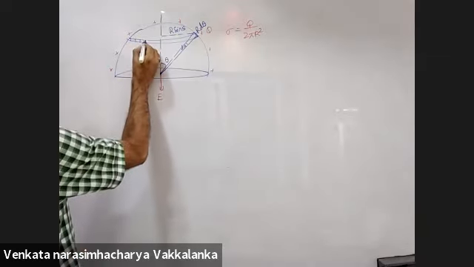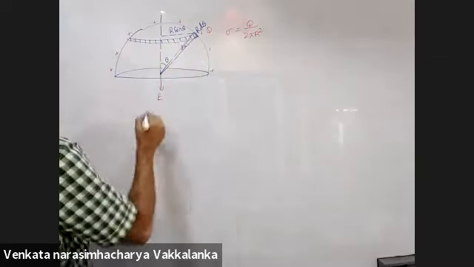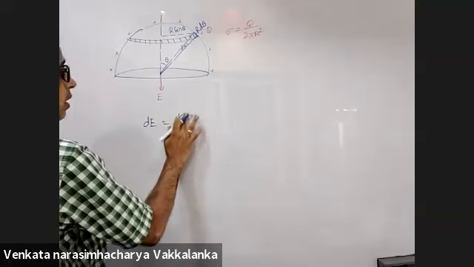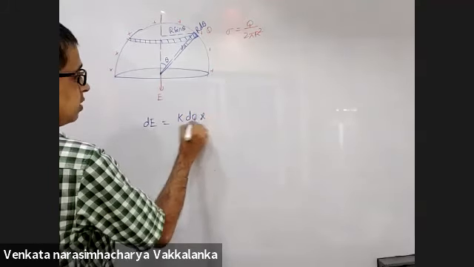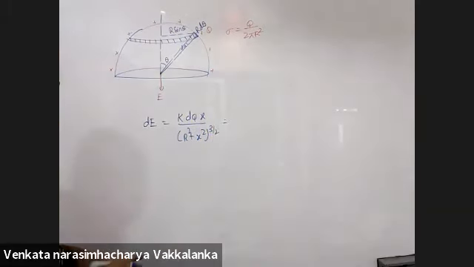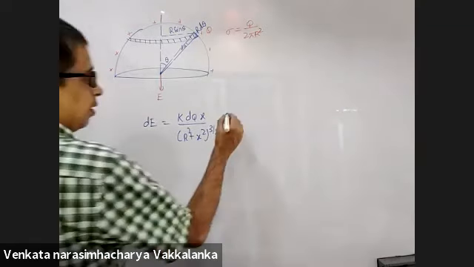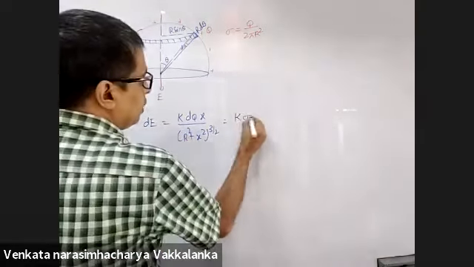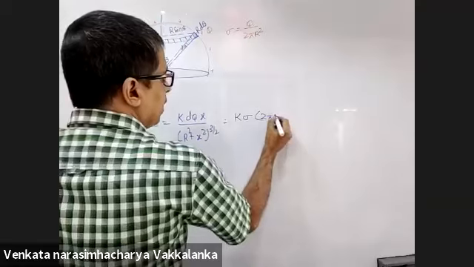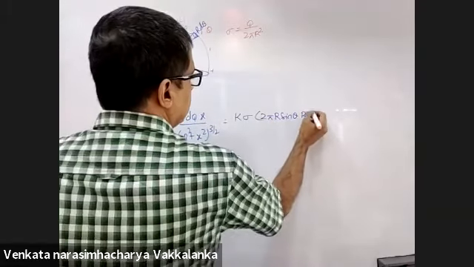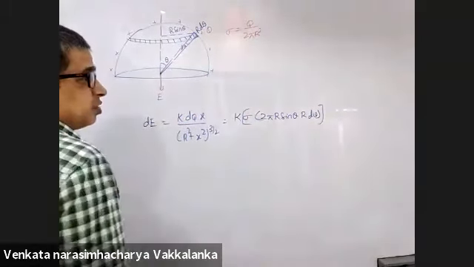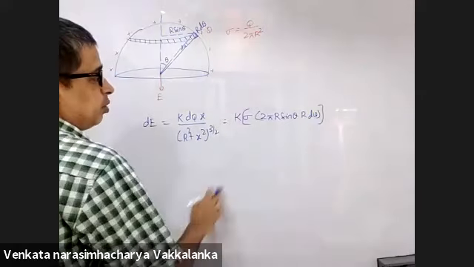So this elemental ring, how much field will it produce here? dE is k dq x upon (r square plus x square) to the power 3 by 2. Do you agree with that? Yes, sir. dq is sigma into 2 pi r sin theta into r d theta.